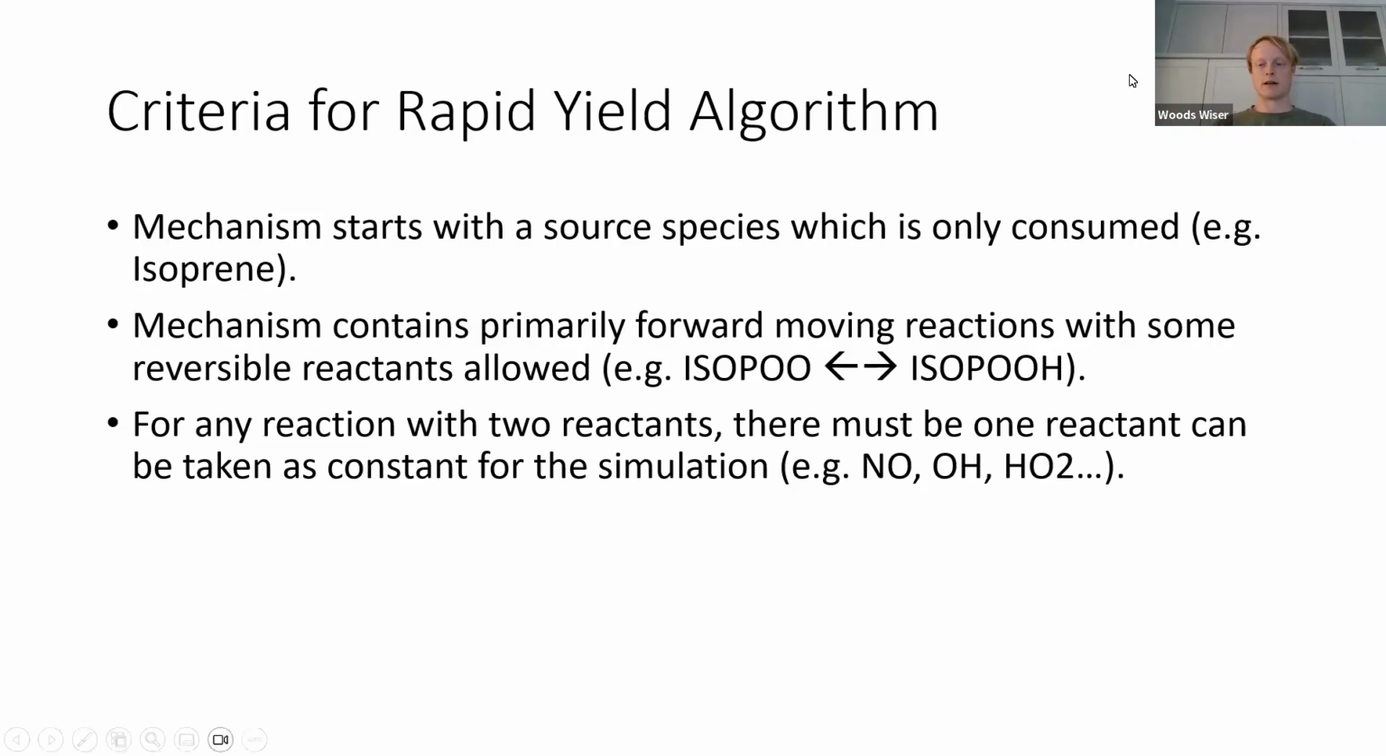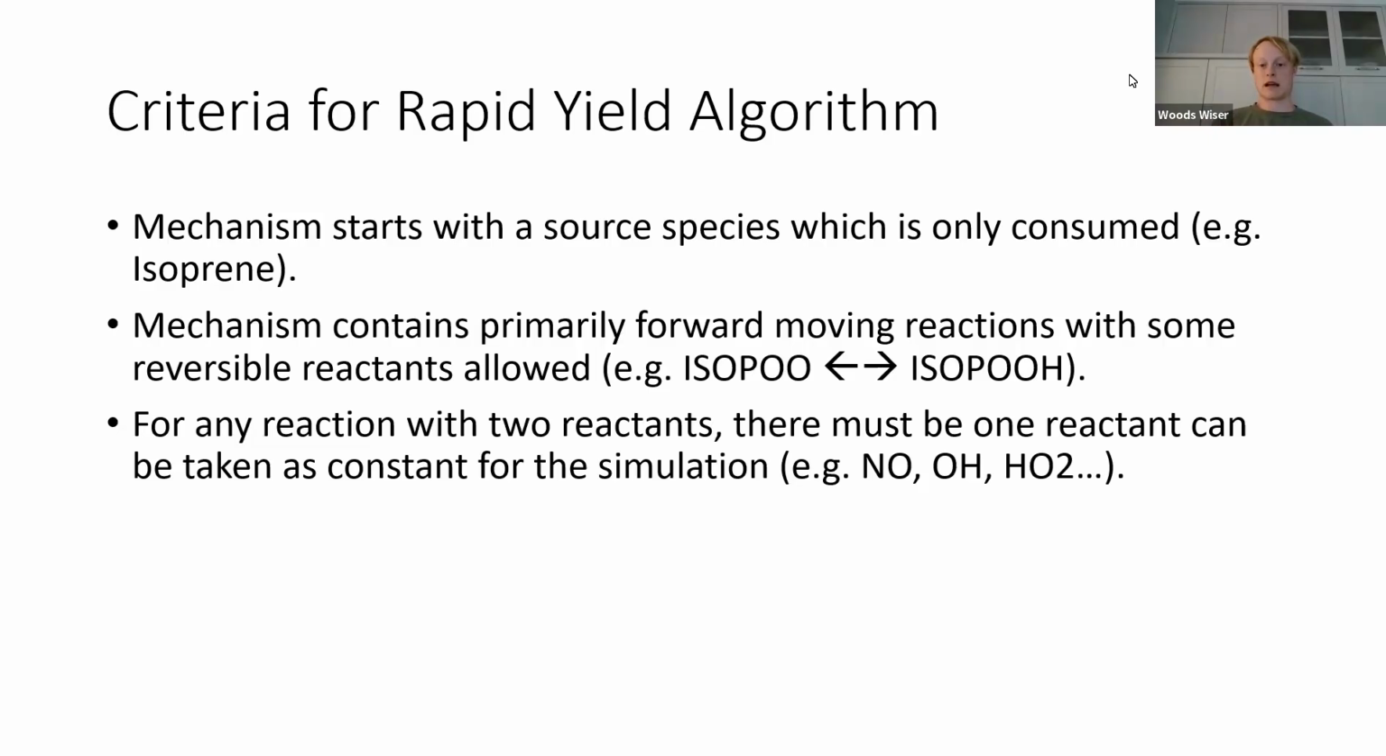As it turns out, the isoprene mechanism, as with most organic mechanisms, kind of meets this description, at least for my purposes. So, for example, isoprene is the source species that is only consumed. The mechanism does have some reversible reactions, but there's not a lot of them. They probably make up about 5% of the total reactions. And so it's dominated by just unidirectional reactions moving towards a more oxidized state.